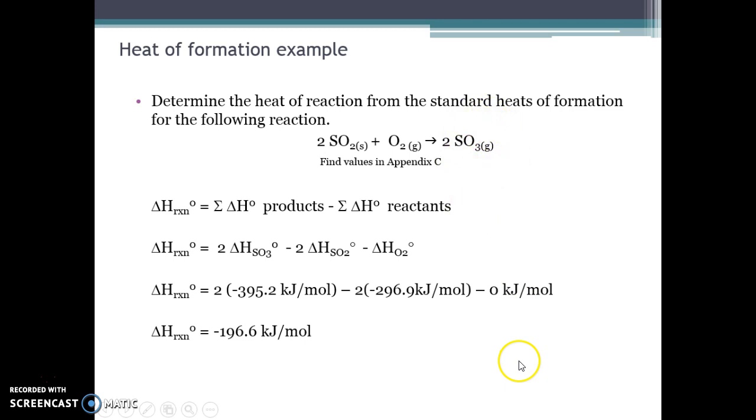SO3 forms and releases energy from SO2 and O2.